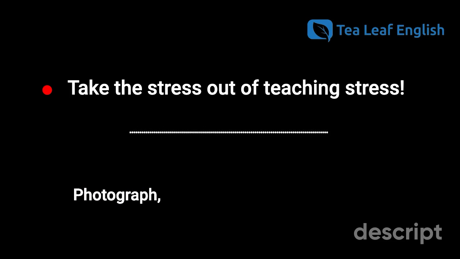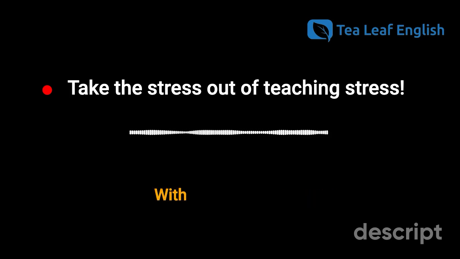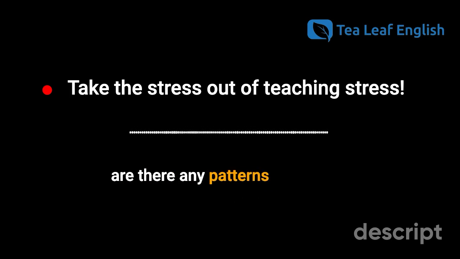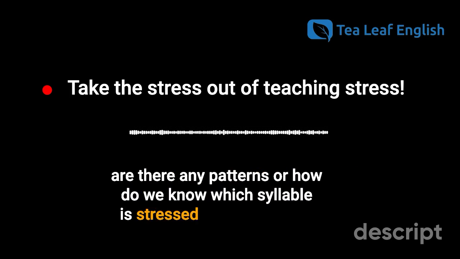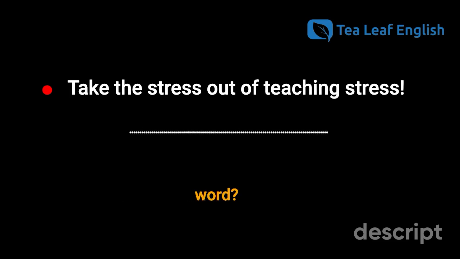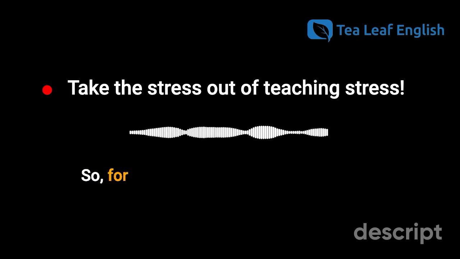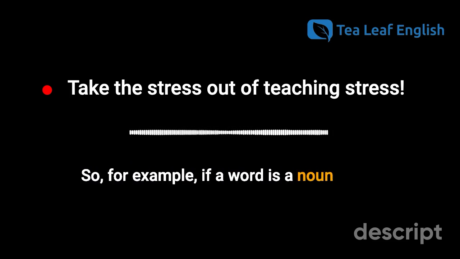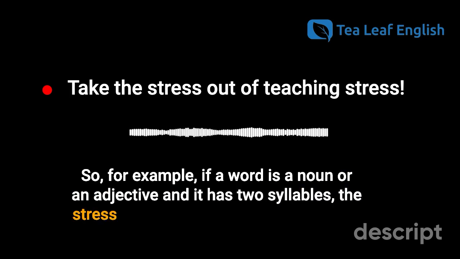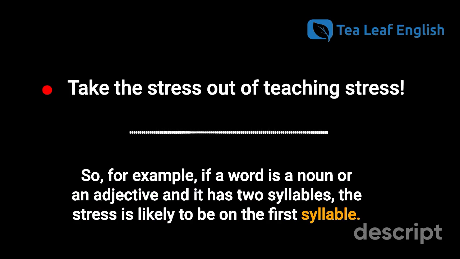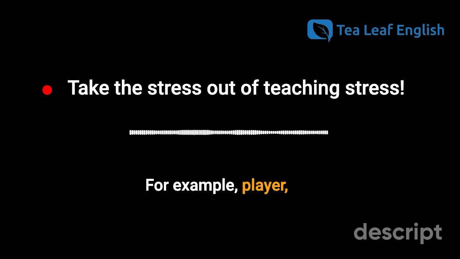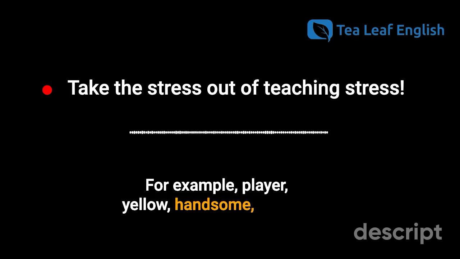Photograph, photography, photographic. With word stress, are there any patterns? Or how do we know which syllable is stressed if we see a new word? Well, there are some patterns that we can teach students. So for example, if a word is a noun or an adjective and it has 2 syllables, the stress is likely to be on the first syllable. For example, player, yellow, handsome, dancer.